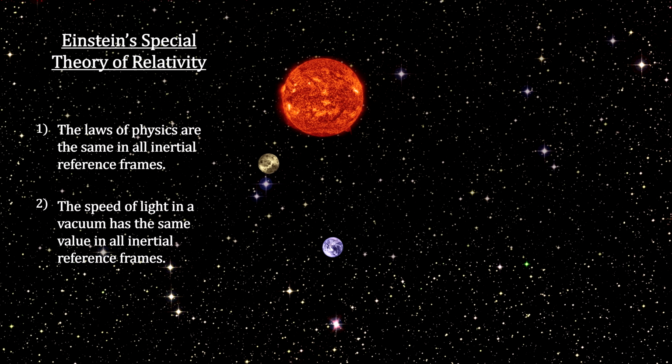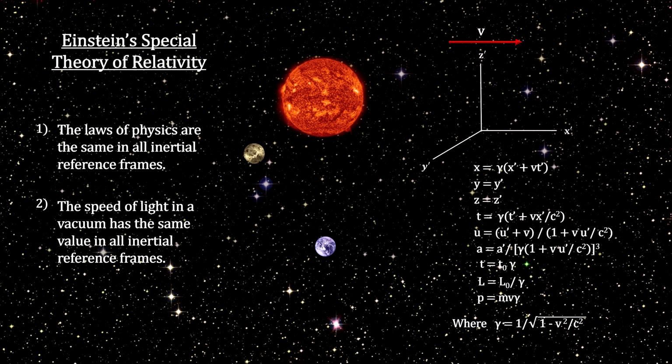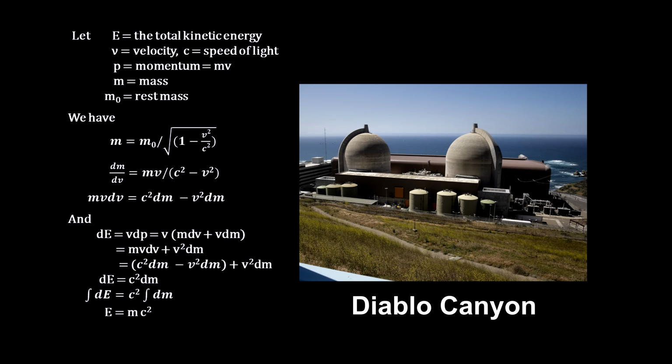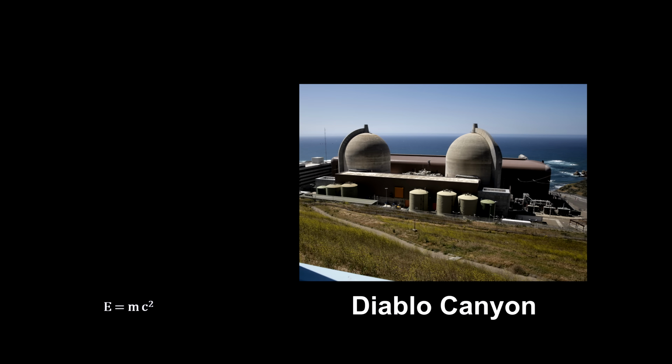Postulate number 2 is that the speed of light in a vacuum has the same value in all inertial reference frames. With these two postulates, Einstein generated all the relativity equations of Lorentz and others. It was his study of relativistic mass, momentum, and energy that led Einstein to the famous equation E equals mc squared. No one else had made this relationship between mass and energy. Today's nuclear power industry is a testament to the accuracy of this special relativity formula.